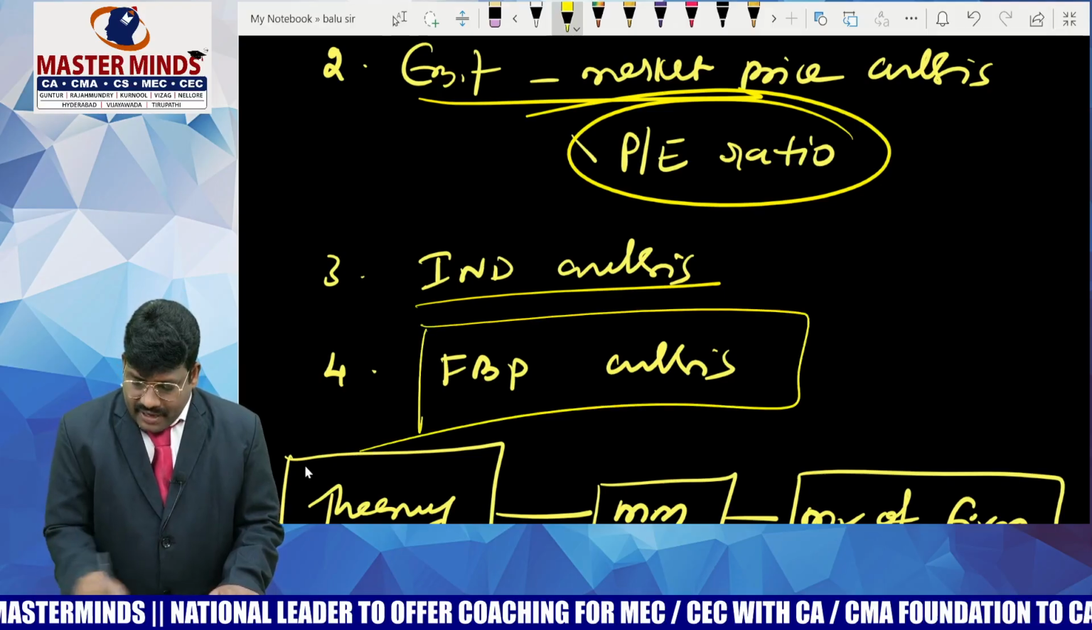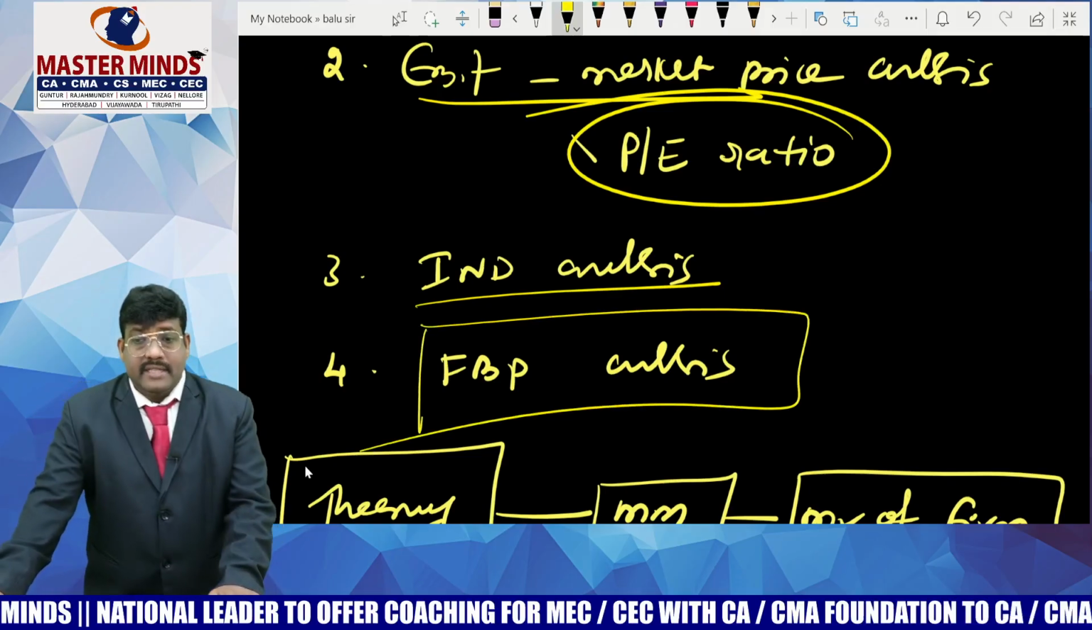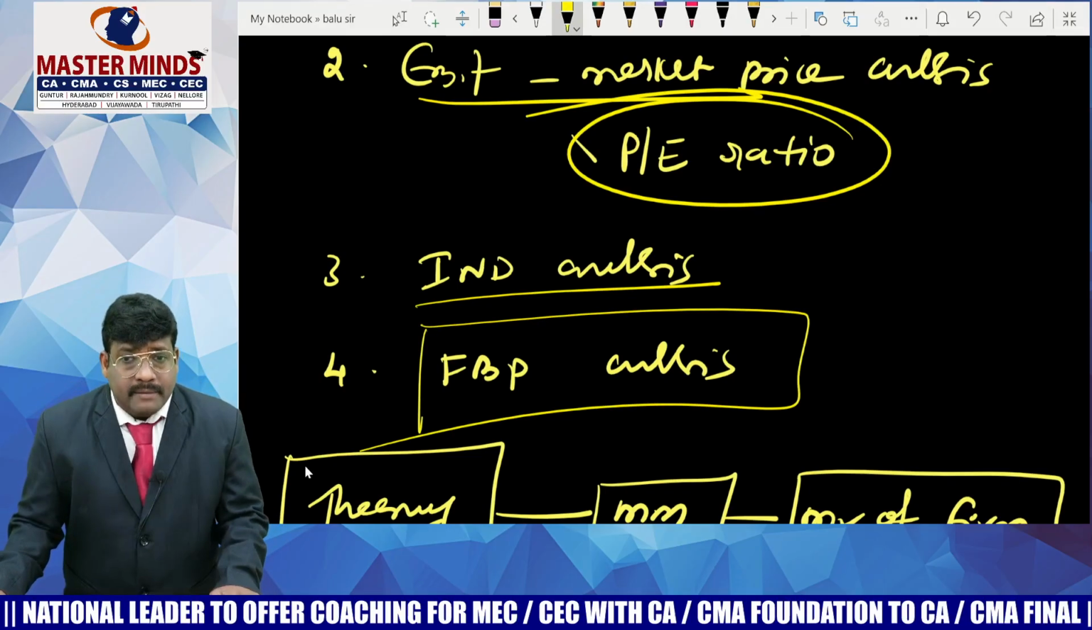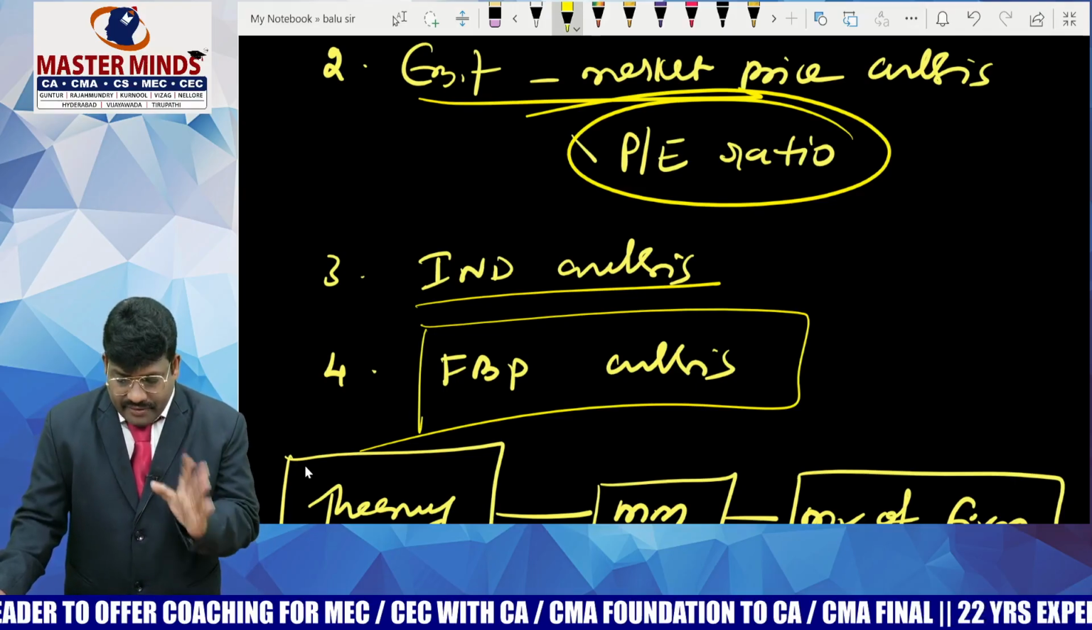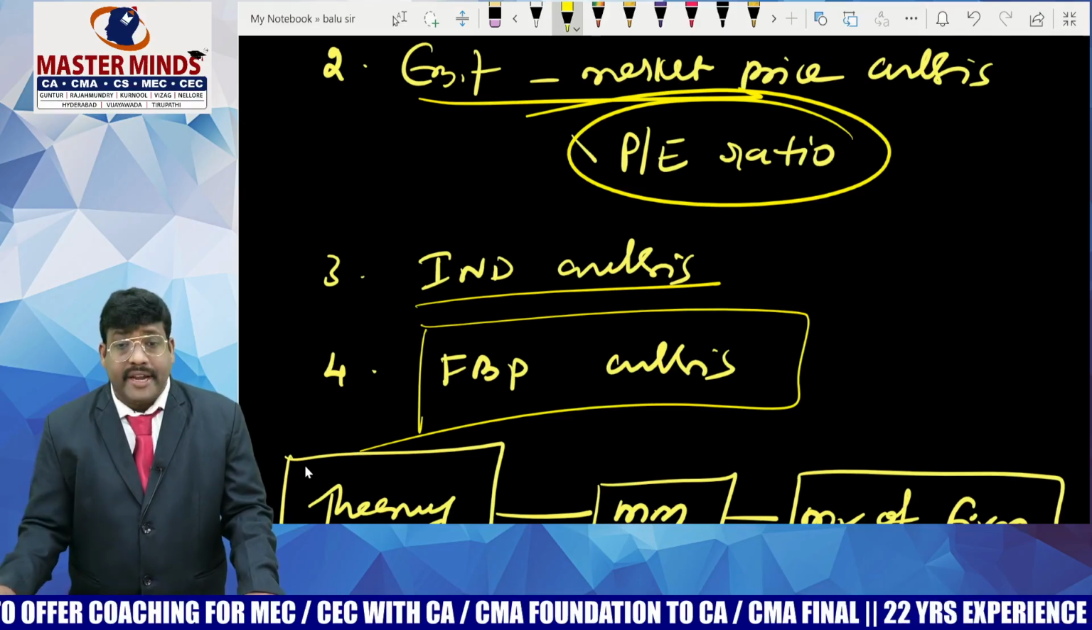And at the same time, financial break-even point analysis. It is the level of EBIT at which EPS remains 0. So that is the financial break-even point. You concentrate on this.